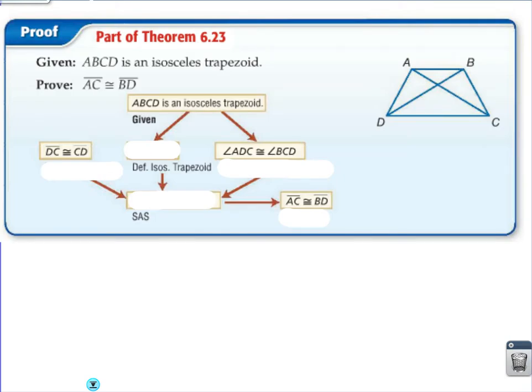Here's your proof, because we all love proof. Given that you have an isosceles trapezoid, we want to prove that AC and BD, the diagonals, are congruent. So we're given that ABCD is an isosceles trapezoid. So therefore we know what? By the definition of isosceles trapezoid. Dylan B, if this is an isosceles trapezoid, by definition, what two things are congruent? What makes it isosceles?